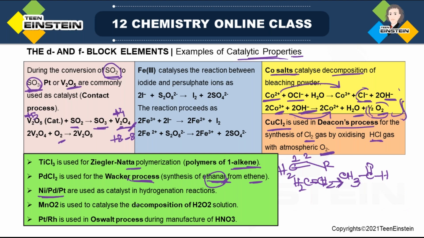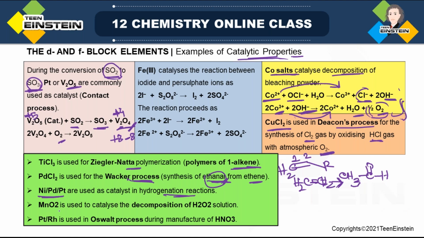Then nickel, palladium, platinum, they are used as catalysts in hydrogenation reaction, which is a very common reaction in organic chemistry. If there is any C=C double bond or triple bond, then hydrogen gas is used in presence of these metals, and hydrogenation reaction, that is addition of hydrogen, occurs, and unsaturated compounds are converted to saturated compounds.